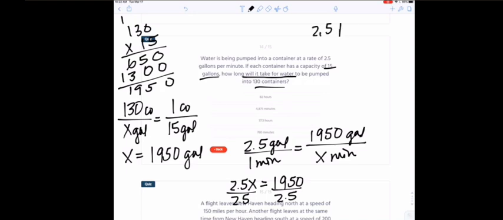So 2.5 into 1950. If you remember our lesson on division, we can't have a decimal here. So we actually have to move it over, and when we do that, we move over a decimal point here. But this is a whole number, which means the decimal point is at the end, and we end up adding a 0. So this will look like this. 25 goes into 19,500, okay?